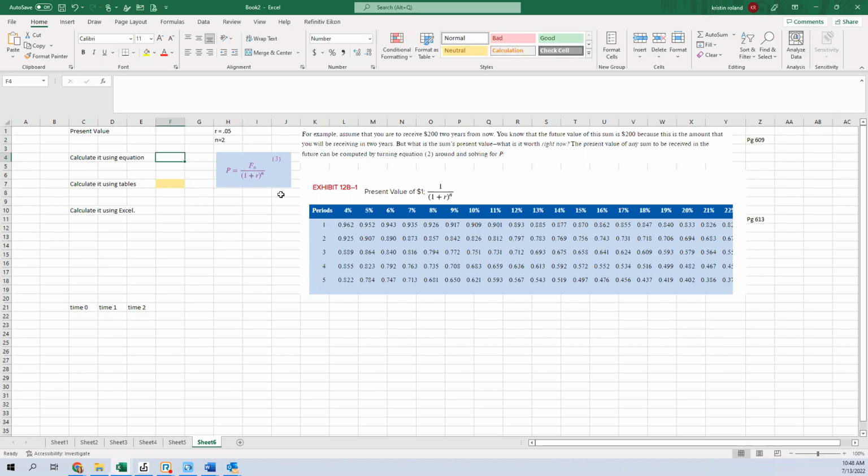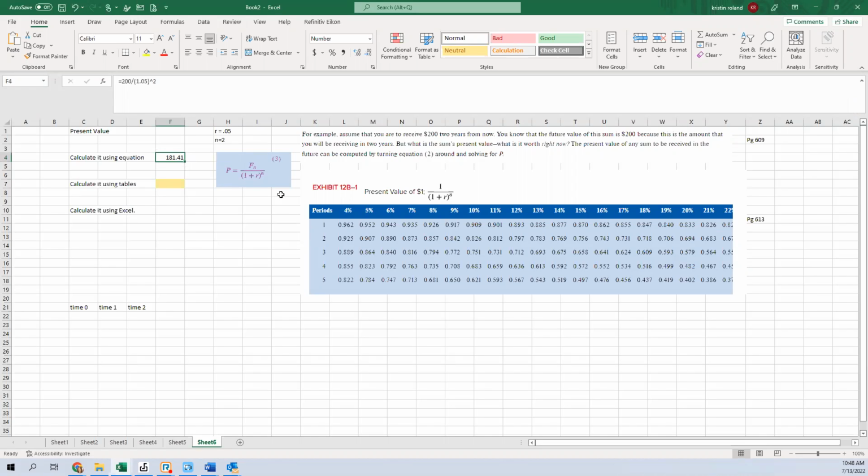And so let's do the math. This is equal to the future value over 1 plus R, so 1.05 raised to the second power. That gives us the present value of that $200 when we're talking about a period of 2 years and an interest rate of 5%: 181.41.